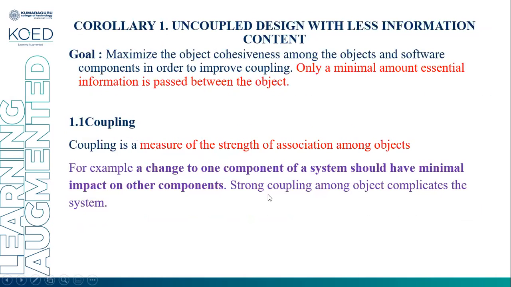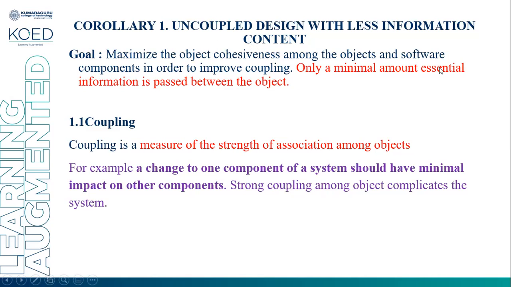We'll go through the corollaries one by one. So corollary one means uncoupled design with less information content. The goal of the corollary is to maximize the cohesiveness among the objects and the software components in order to improve the coupling. Cohesiveness means the interconnection within the object; being self-sufficient is known as cohesiveness. Coupling means the interaction between the objects. By improving the cohesiveness, we can improve the coupling. That means we will minimize the coupling.